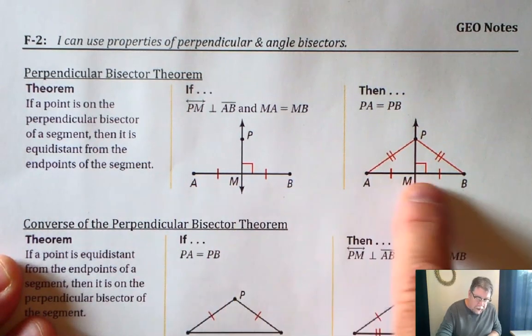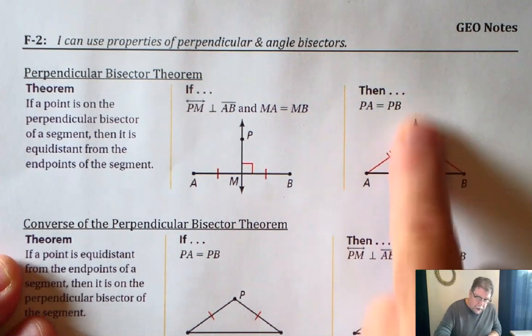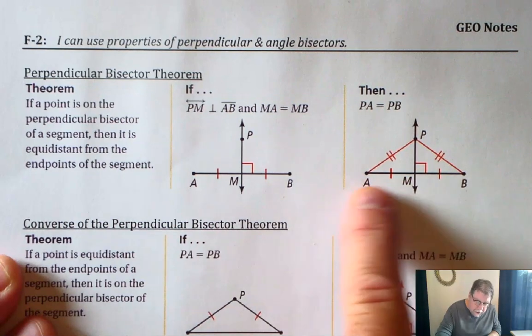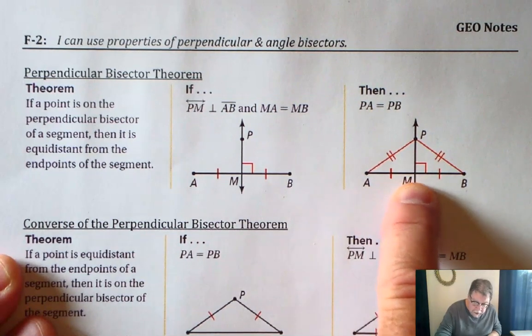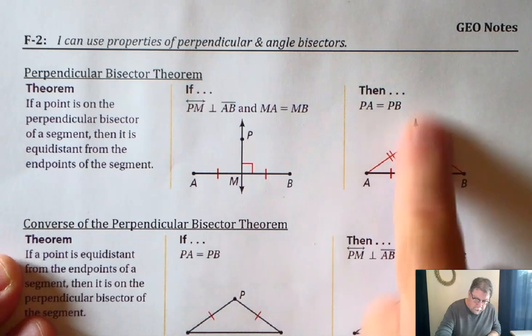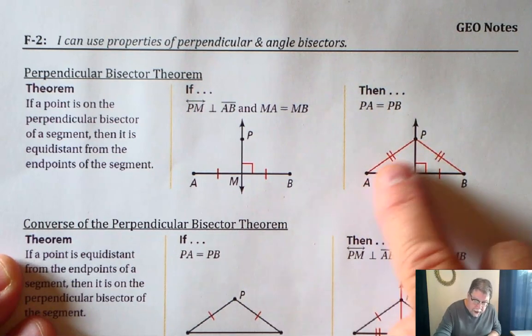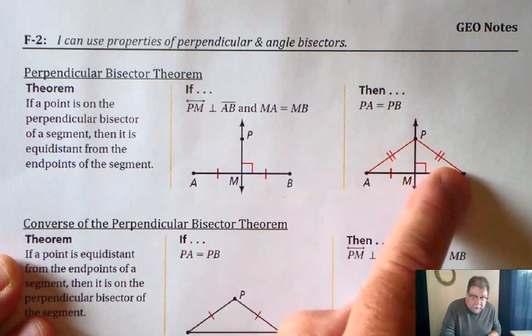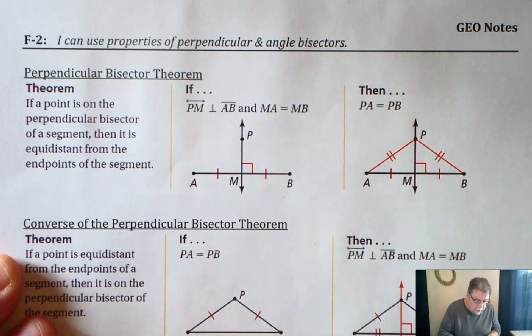In other words, if we look over here, because PM is on the perpendicular bisector of AB, you can see it goes through M, which is the midpoint, and it is perpendicular. Therefore, AP is the same length as BP. So equidistant, meaning the segments are congruent.